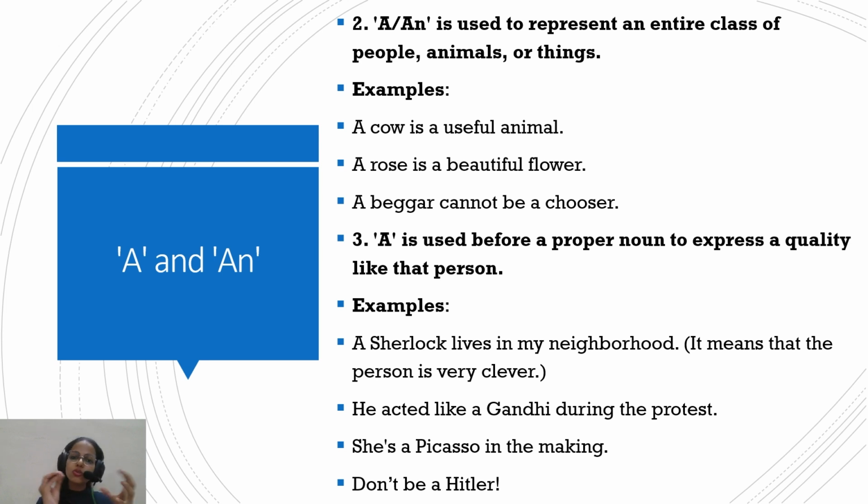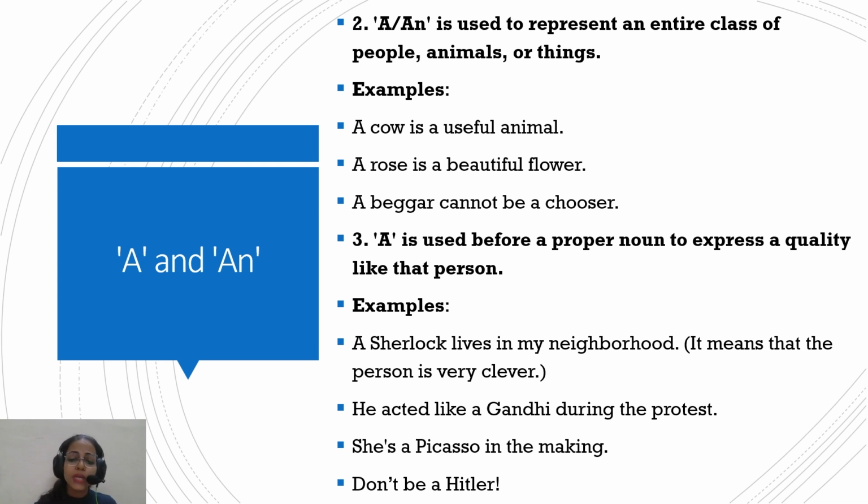So we are trying to refer to that quality of his protesting, and because of the resemblance with Gandhi, we are using the word Gandhi only. So here we are not talking about Gandhi, the person, but we are referring to this person's quality, and because his quality resembles that of Gandhi, we are using Gandhi as a common noun and not as a proper noun. We are not referring to Gandhi the person, but only his protest skills, and we are giving that name, a Gandhi. So he acted like a Gandhi during the protest.